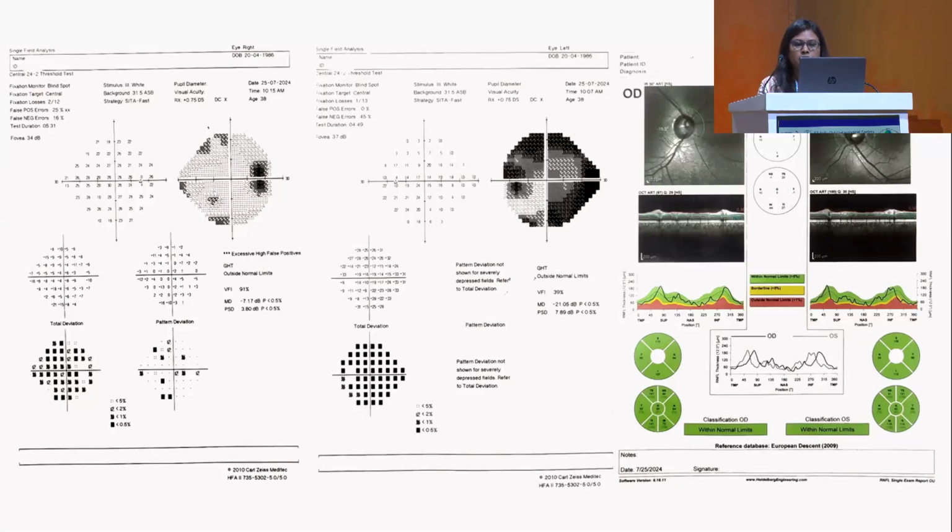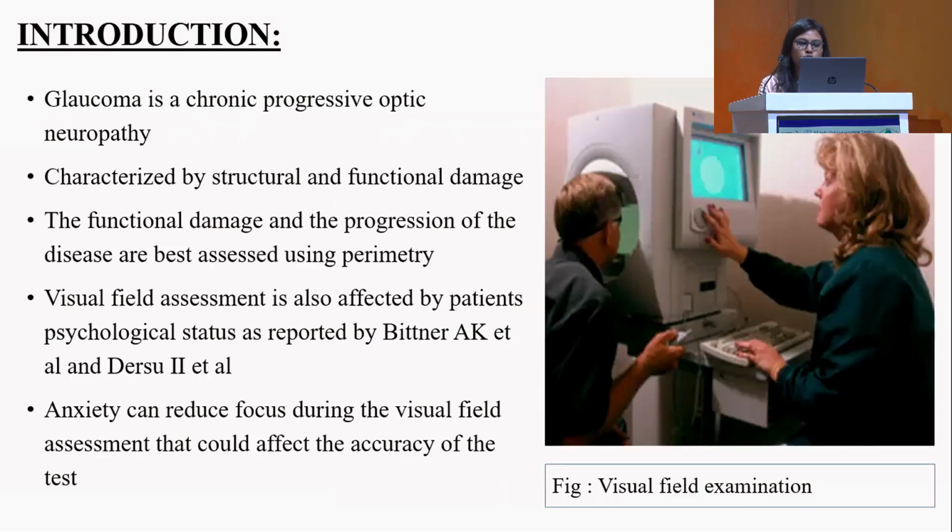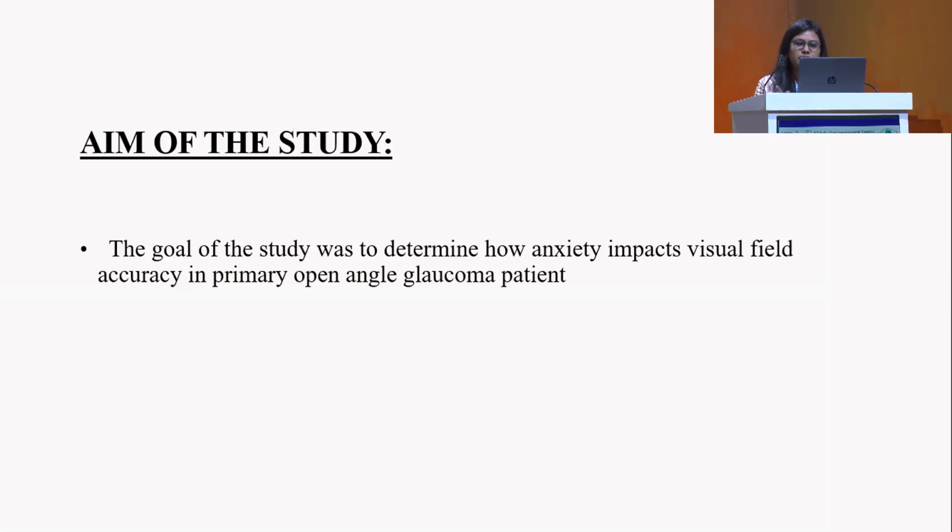the visual field. So here is my presentation, a study of anxiety in patients with primary open-angle glaucoma undergoing automated perimetry. As you all know, glaucoma is a chronic progressive optic neuropathy characterized by structural and functional damage. The functional damage and the progression of the disease are best assessed using perimetry. The visual field assessment is also affected by the patient's psychological status, and anxiety can reduce focus during the visual field assessment, which could affect the accuracy of the test. So the goal of my study is to determine how anxiety impacts the visual field accuracy in primary open-angle glaucoma.